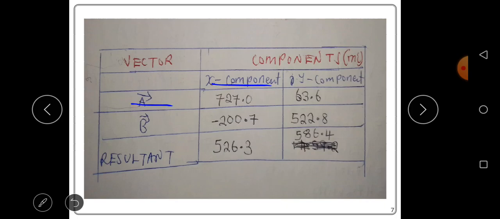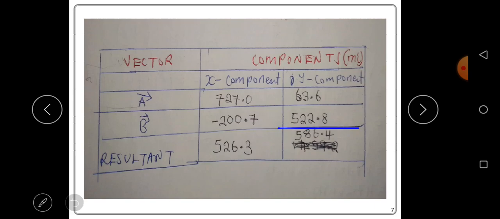So vector A, the x component is 727.0. Vector A, the y component is 63.6. Then vector B, the x component is negative 200.7. Then the y component is 522.8. All these are in miles. Then when you do the summation here, you get 526.3 miles. So this is the resultant.